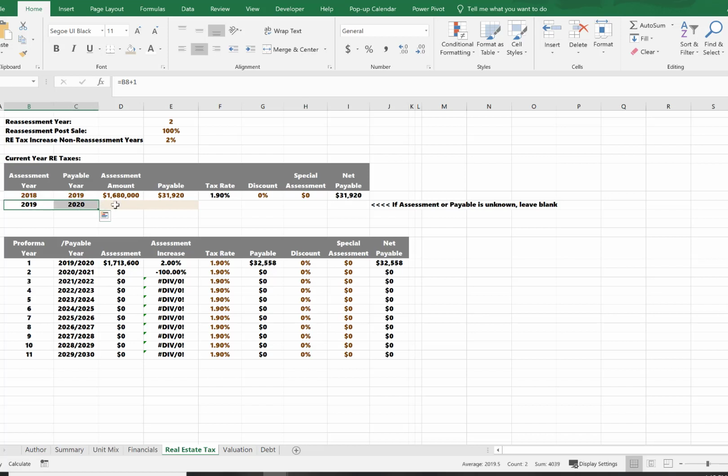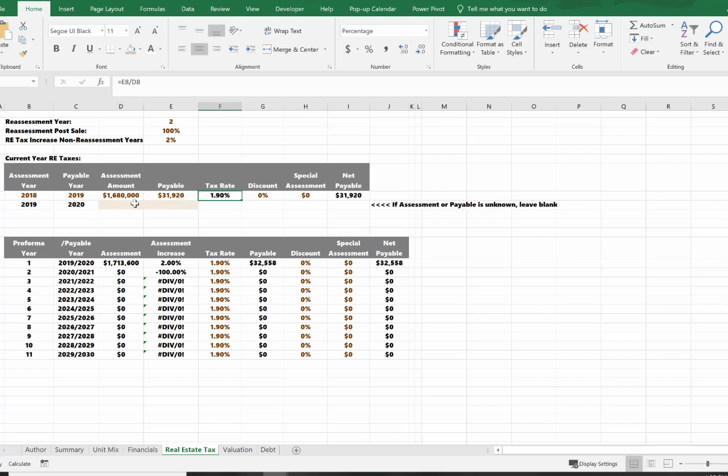If you know next year's assessment, you can enter that here. So for example, in Minnesota, we already know what the 2019 assessments will be, and that's going to determine what the 2020 taxes payable are. If you didn't know, you can just leave it blank. And same with taxes payable. If they're proposed, you're more than welcome to put that in here, or you can just leave it blank, and the model will make an assumption for you depending on the tax rate that's being calculated this year.